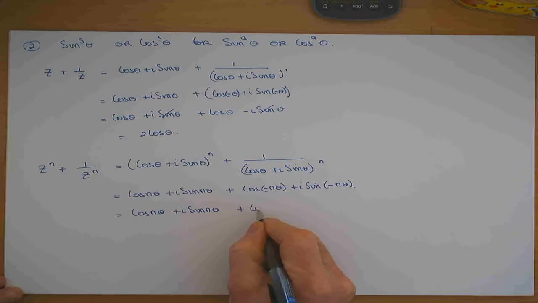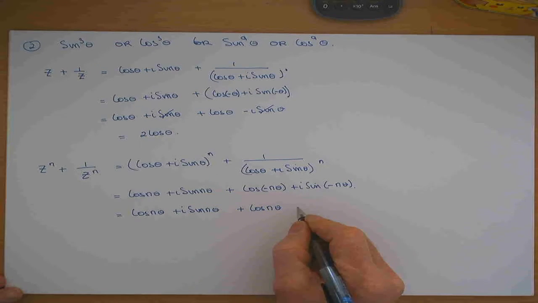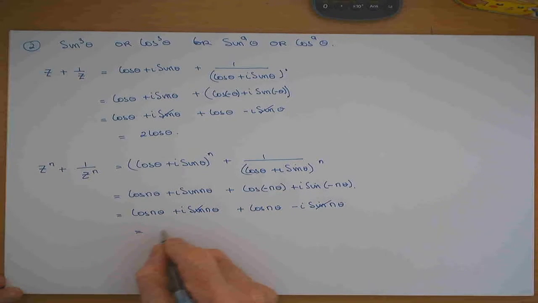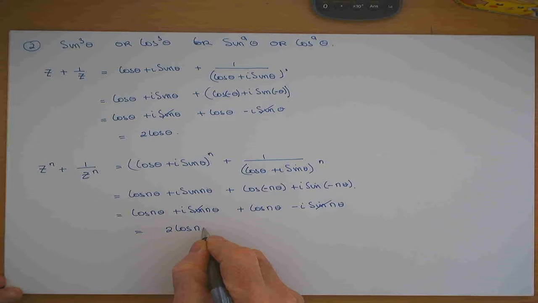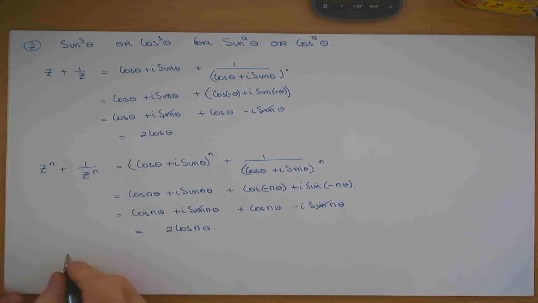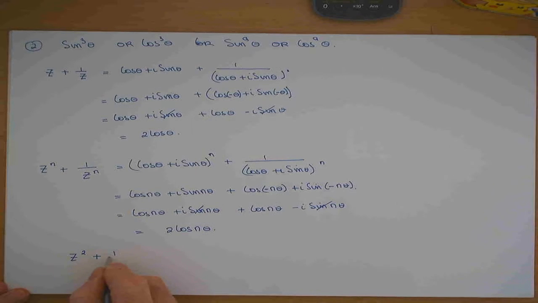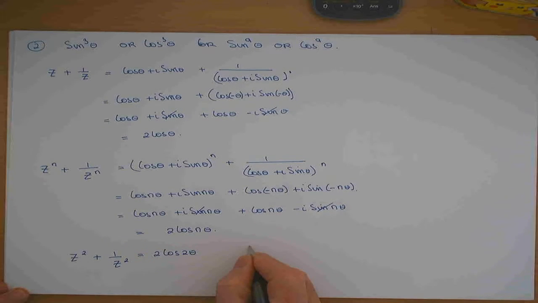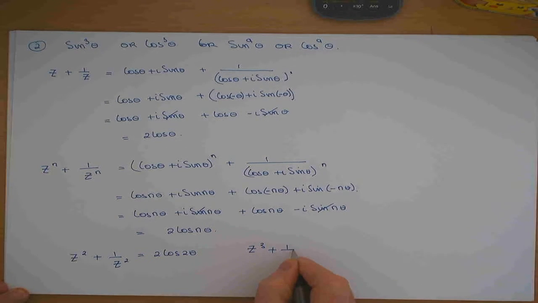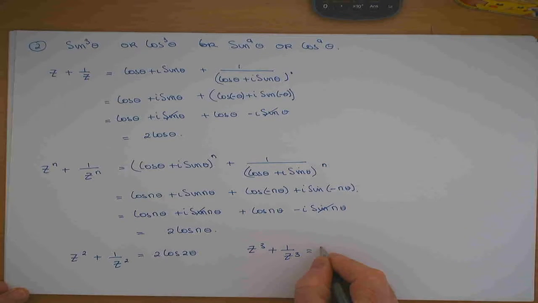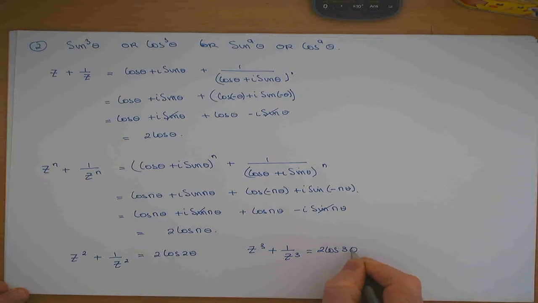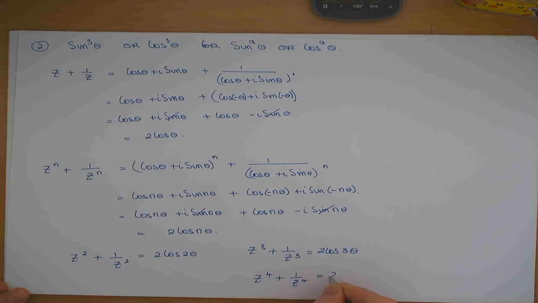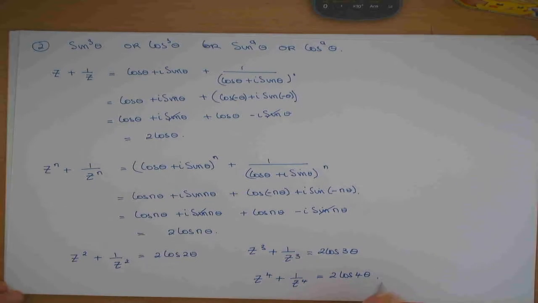Cosine of a negative angle, cosine of the angle. Sine of a negative angle, minus iota sine of the angle. You got that? So if I got z squared plus 1 over z squared, what could I change that to be? 2 cos 2 theta. If I had z cubed plus 1 over z cubed, what could I change that to be? 2 cos 3 theta. If I got z to the 4 plus 1 over z to the 4, what's that the same as? 2 cos 4 theta.